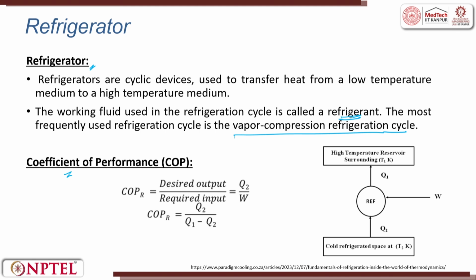COP is an important terminology, coefficient of performance. The coefficient of performance for a refrigerator is always defined as desired output by required input. Desired output will be Q2, required input will be work. So, COP for a refrigerator will be Q2 by Q1 minus Q2. So, what we are trying to say is there is a high temperature reservoir, the surrounding. From the cold space you take Q2 and then you put in work, so that gets converted into Q1.